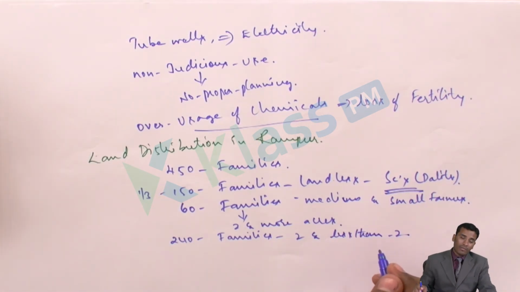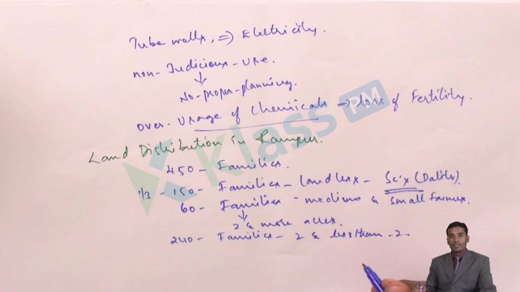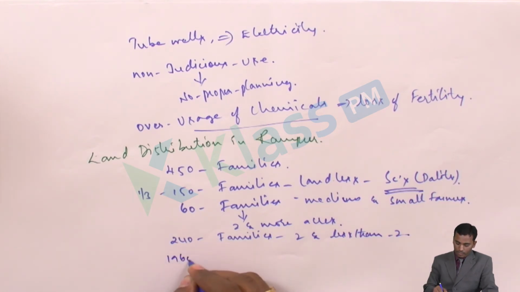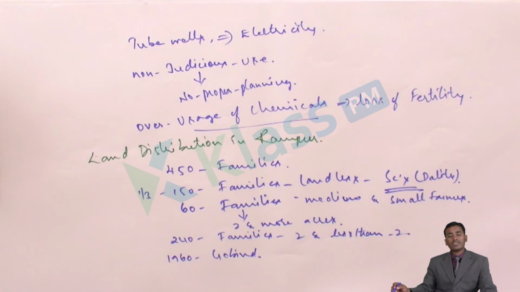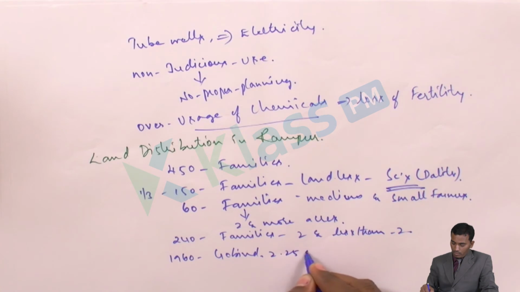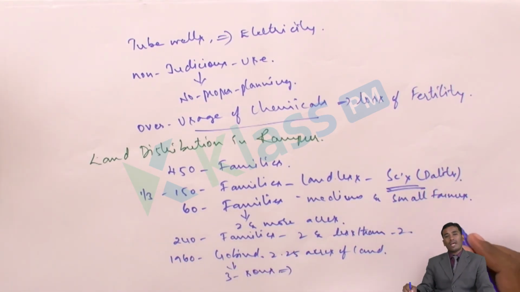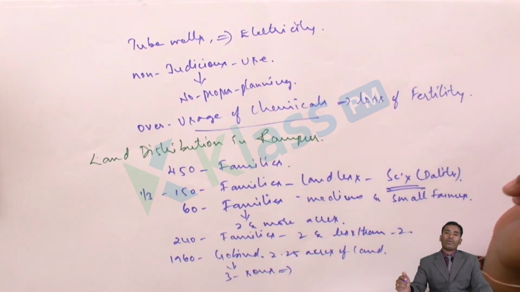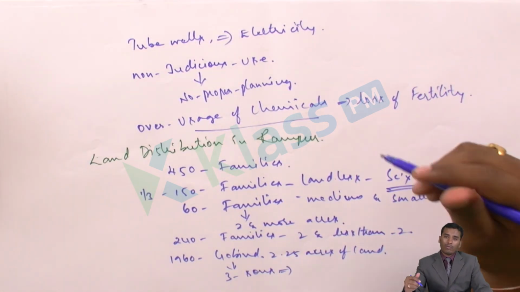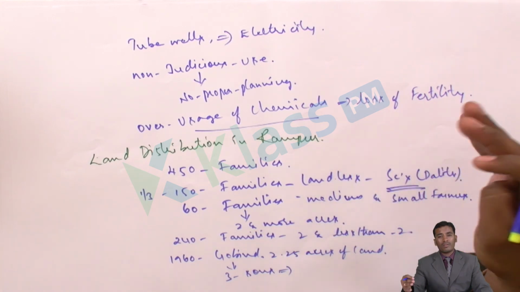So here they have given a case study about Mr. Govind in the year 1960. Govind is a farmer in Rampur village who has 2.25 acres of land, and he used to cultivate this land along with his own family members. He had 3 sons. So this 2.25 acres of land is cultivated by Govind along with his sons.